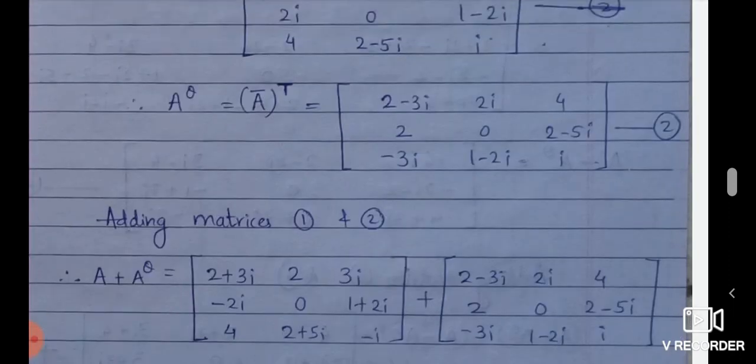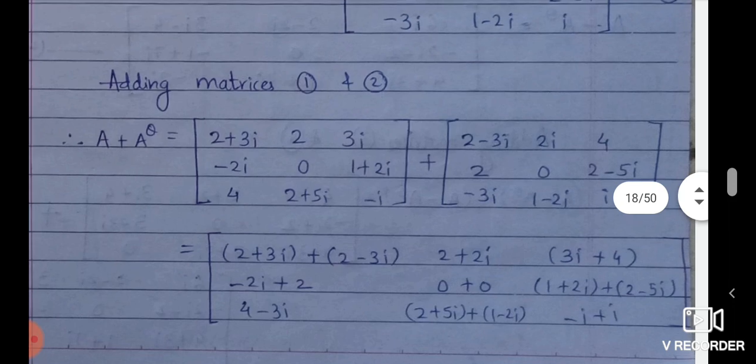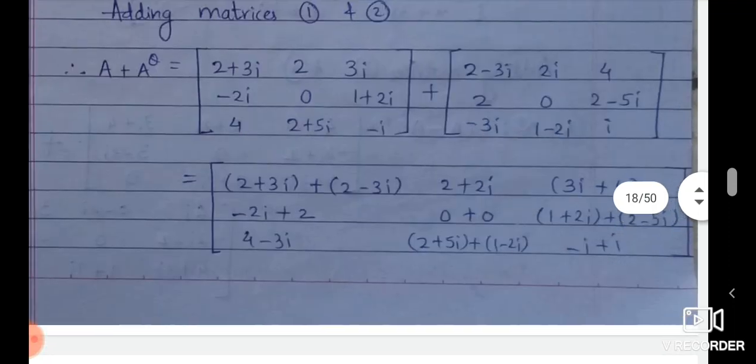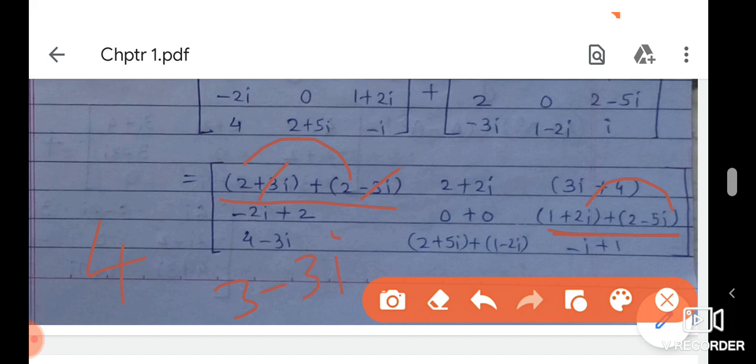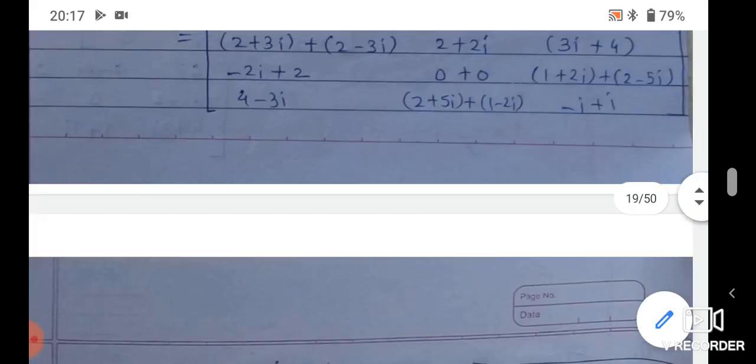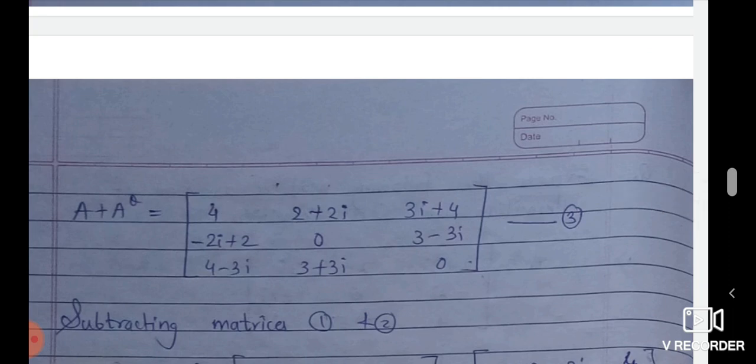Then again the same step: adding the two matrices 1 and 2. While doing the addition of the complex terms, add the real term with real term and imaginary term with imaginary. See here the term is 2 plus 3i plus 2 minus 3i. So add 2 plus 2, that is 4, and plus 3i minus 3i will cancel out. In the same way, 1 plus 2 will be 3, then 2 minus 5 is minus 3i. So in this way, I have carried out the addition of the two matrices.